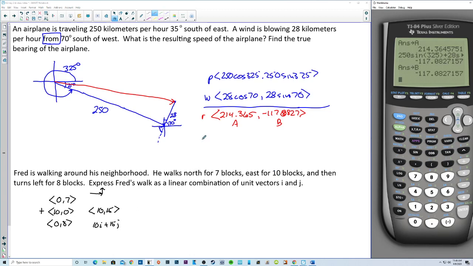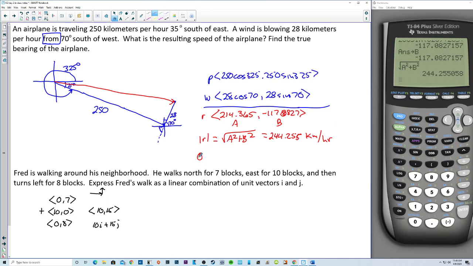Well, now let's get the magnitude. The magnitude of R is equal to the square root of A squared plus B squared. So we have square root of A squared plus B squared. That's 244.255, and I'm thinking, oh, kilometers per hour, not knots this time, kilometers per hour.